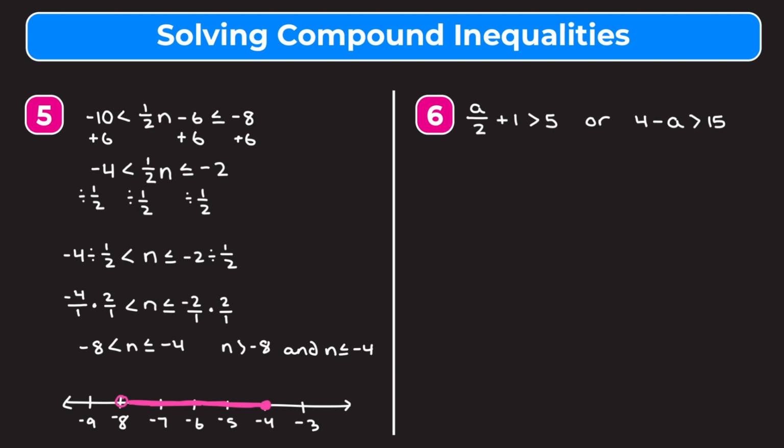And finally, looking at example 6, we have a over 2 plus 1 is greater than 5, or 4 minus a is greater than 15. So we're going to solve each inequality separately. So we're going to start with the one on the left. We want to start by getting rid of this plus 1. So we're going to subtract 1 from both sides of our inequality. On the left, we're left with a over 2. And on the right, 5 minus 1 gives us 4.